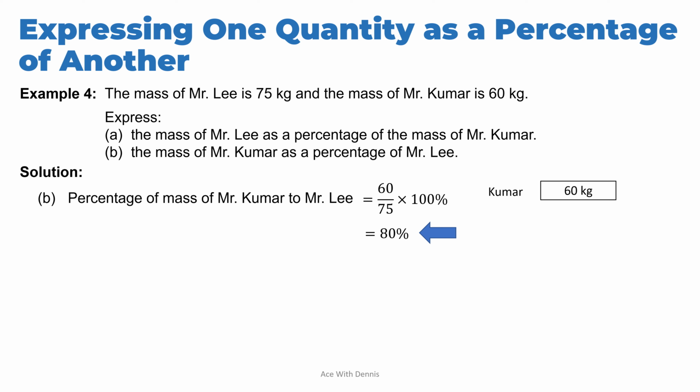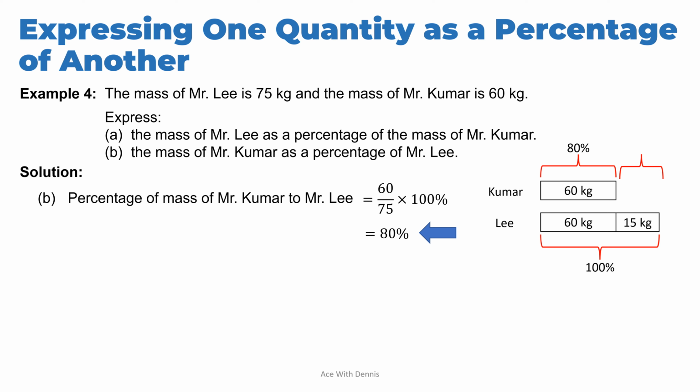So this is Mr. Kumar's mass, which is 60 kilograms, and Mr. Lee's mass will be 60 kilograms plus 15 kilograms. Now, this 75 kilograms is used as the reference quantity, which is 100%. So the mass of Mr. Kumar is 80%, and it is 20% less than Mr. Lee's mass. So we can make a conclusion that the mass of Mr. Kumar is 20% less than Mr. Lee.